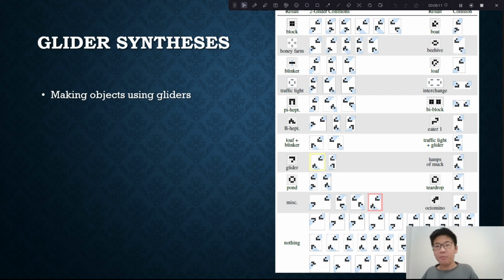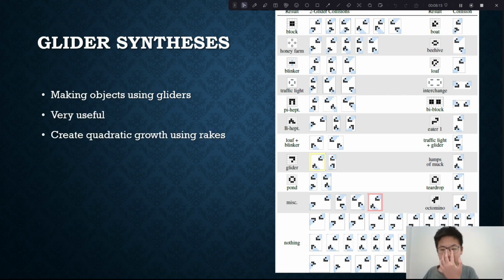So we make objects using gliders, and this becomes very useful. Even if you can construct a Gosper glider gun or a twin bees gun using a glider rake, which is a spaceship which spits out gliders, then you could build the first breeder, which was basically the first breeder ever created.